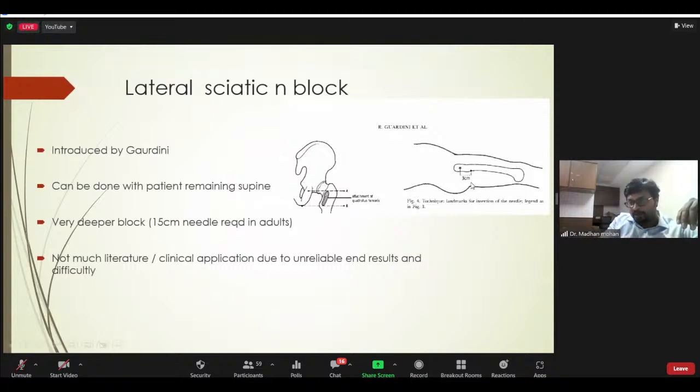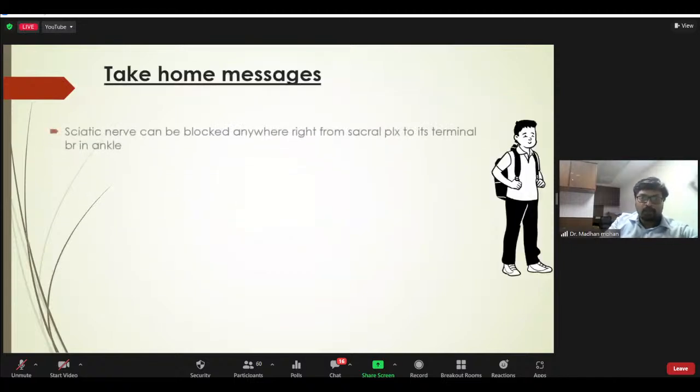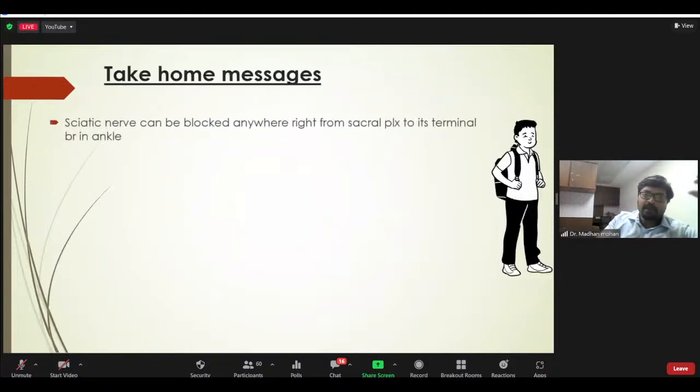Suppose if you are pricking and going further down, you may never encounter the nerve, and you have to keep on going all the way to the adductor compartment. So chances of failure will be more, and chances of injuring some vital structures will be more. So my take-home messages will be: sciatic nerve can be blocked anywhere, right from the sacral plexus to the terminal nerves at the ankle. Even suppose if you are doing some foot procedure, you can block individual nerves arising from the tibial and common peroneal nerves. Okay, so you need to devise your block accordingly for the procedure being done.